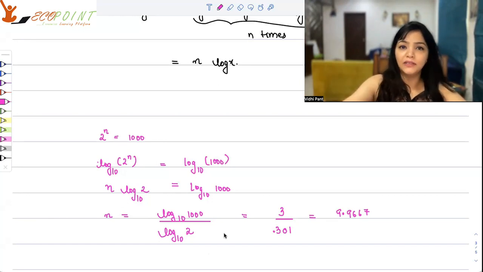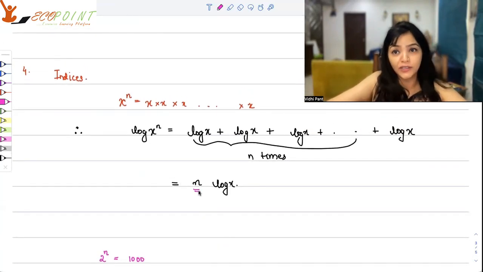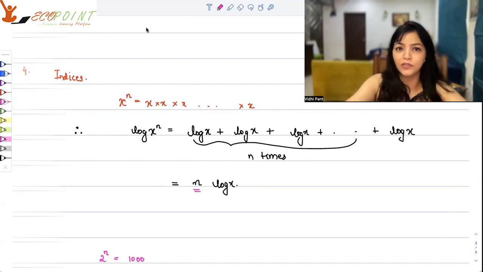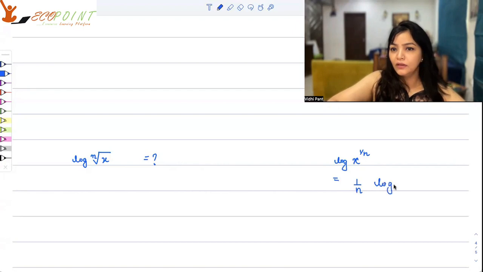So what I meant previously with the index is that this n could be any non-integer as well. You don't have to just think of integers out here. With this much knowledge, can you state what will be the value of log of nth root of x? Well, log of nth root of x would mean that we are taking log of x to the power 1 by n. And hence, by the law that we did, 1 by n comes out here and log x, right?